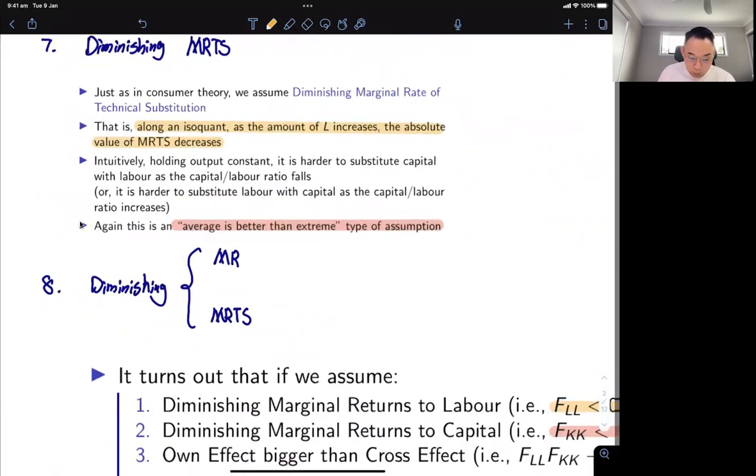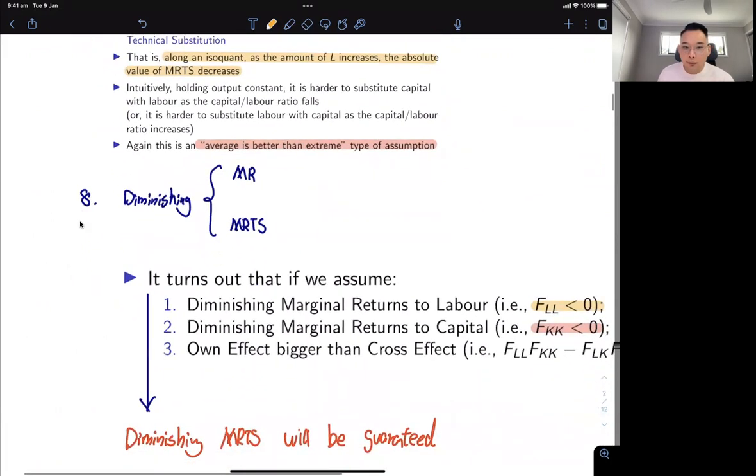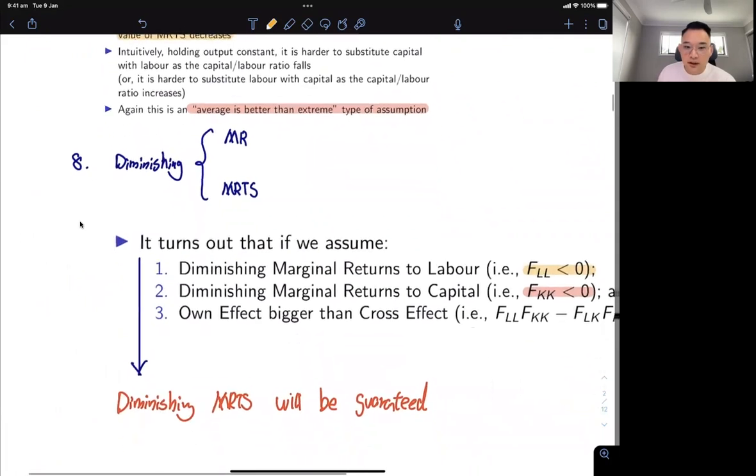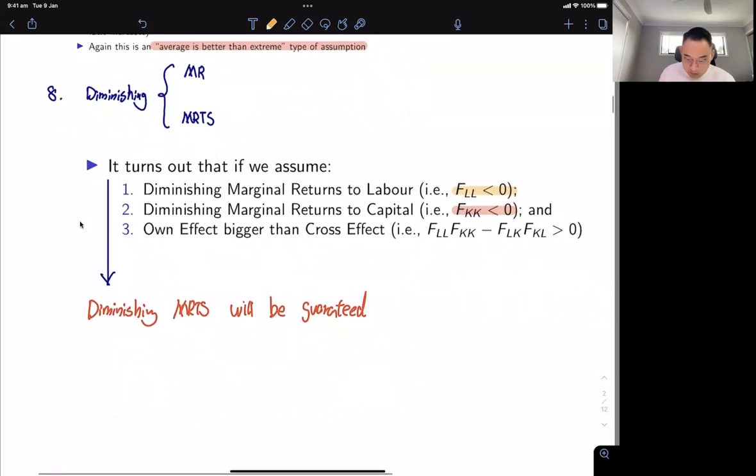And next, we'll have something called diminishing marginal rate of technical substitution. That means when you have higher inputs, L and K, the MRTS will reduce. So therefore, we'll have diminishing marginal returns and a diminishing marginal rate of technical substitution. If we assume that we have diminishing MPL and diminishing MPK, that means FLL is smaller than 0, and we also have FKK smaller than 0. Then we also assume that the own effect is bigger than the cross effect. Then this will imply that diminishing marginal rate of technical substitution will be granted.